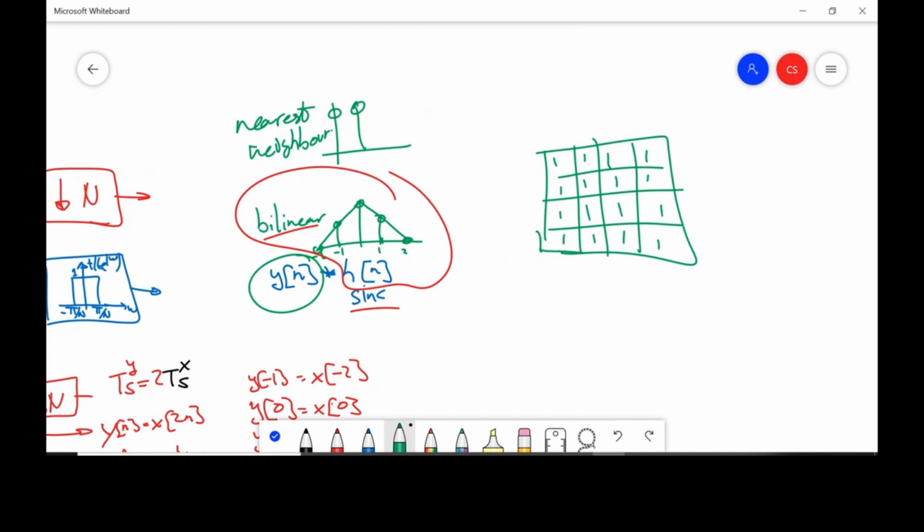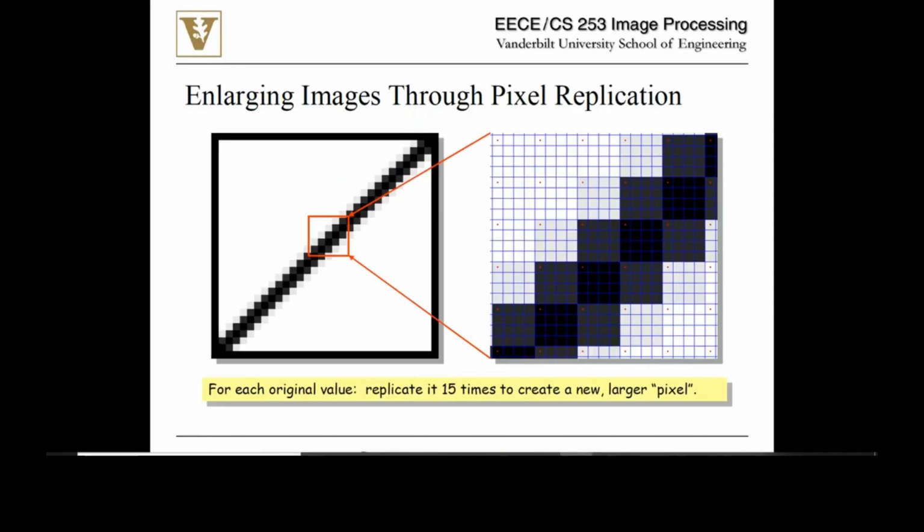And then outside, so the origin is here. And then outside, what we have are zeros. So we have zeros everywhere, and they go from minus infinity to infinity. So we are convolving the upsample image with this curve. And what it does is take this pixel here in the corners and replicate it 16 times. Okay, so this is nearest neighbor interpolation.